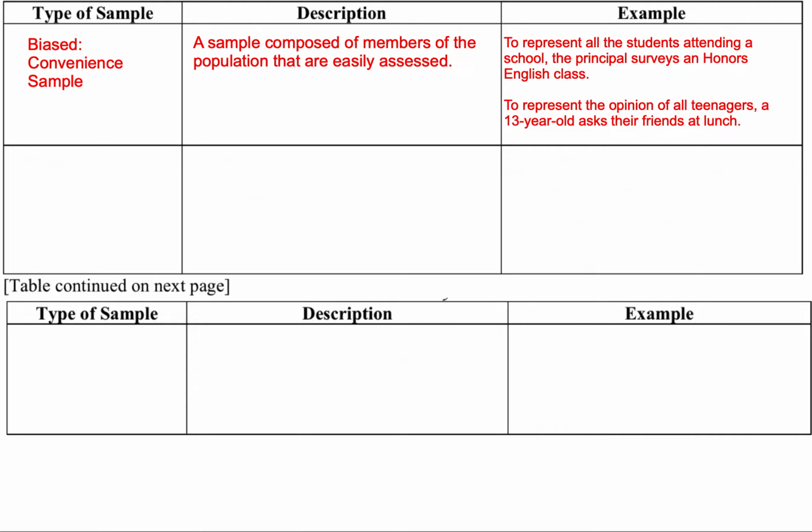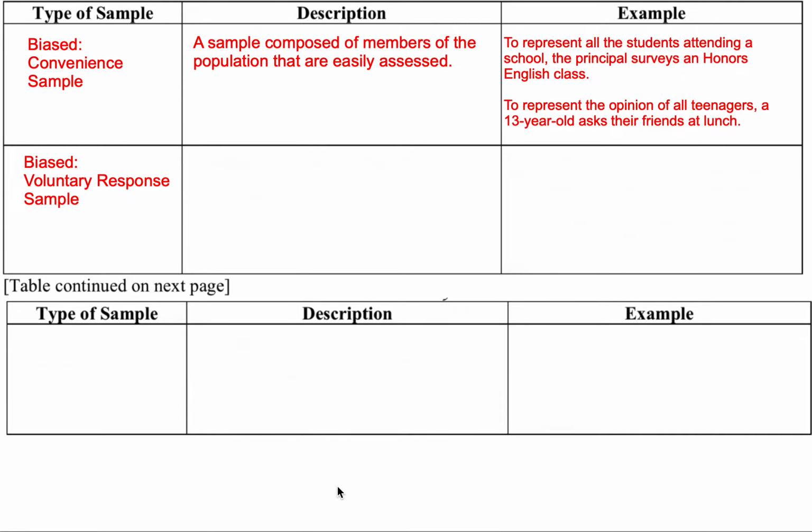Okay, next example. To represent the opinion of all teenagers, a 13-year-old asks their friends at lunch. All right, this is a very common bias that everyone pretty much falls prey to. They think that most people think the way their friends think, or the way they think, because that's who they interact with the most. There are a lot of people in this world that do not see the things the way you do.